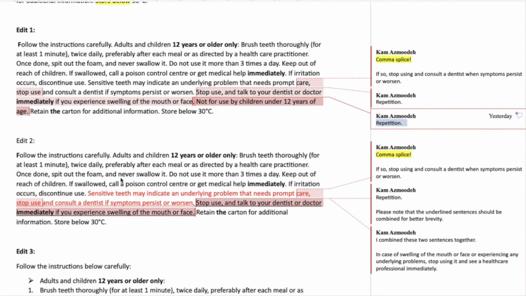Take a look at edit number 2, because this is lovely. Edit number 2. So I figured out the problem. I fixed all these problems, such as 3 times a day and then the rest of it.